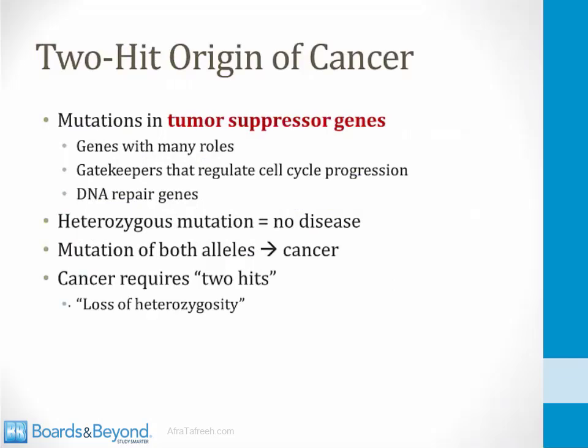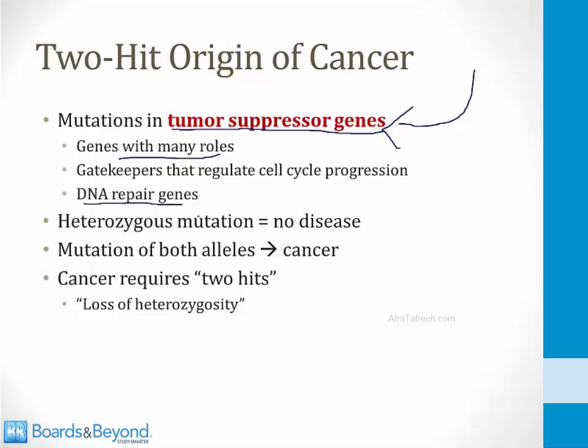For the next few slides, I'm going to discuss the two-hit origin of cancer. This refers to mutations in tumor suppressor genes that can lead to cancer. And the term tumor suppressor gene is very important because the two-hit origin of cancer only applies to mutations in these genes. Tumor suppressor genes are genes with many roles in cells. They are often gatekeepers that regulate cell cycle progression. Sometimes they are DNA repair genes.